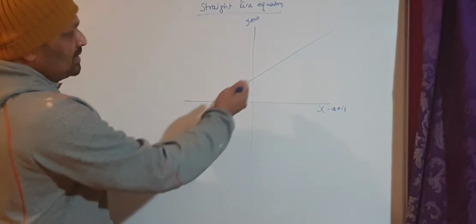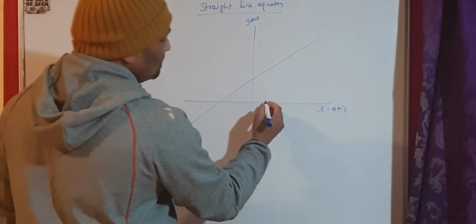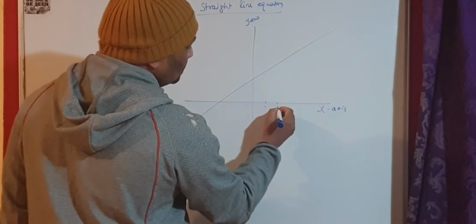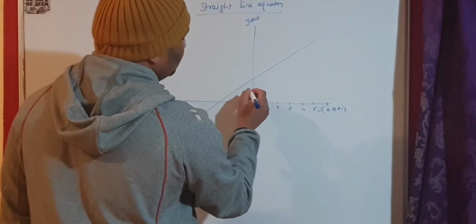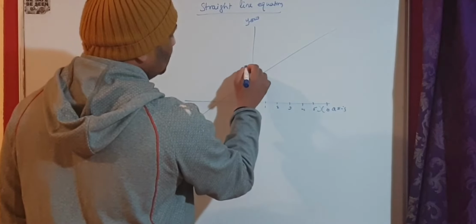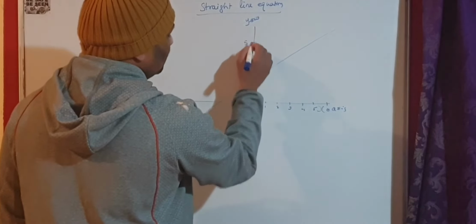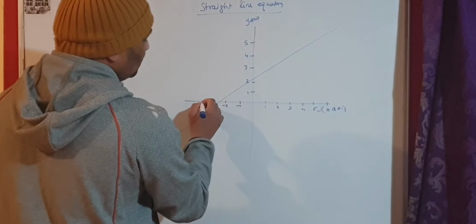But how do we represent this line? This is a line on the coordinate plane, on the x-axis and y-axis, and there are some units here on the positive side, 1, 2, 3, 4, 5, 6, and again on the y-axis we have 1, 2, 3, 4, 5. On the left side, we have minus 1, minus 2, minus 3, minus 4.